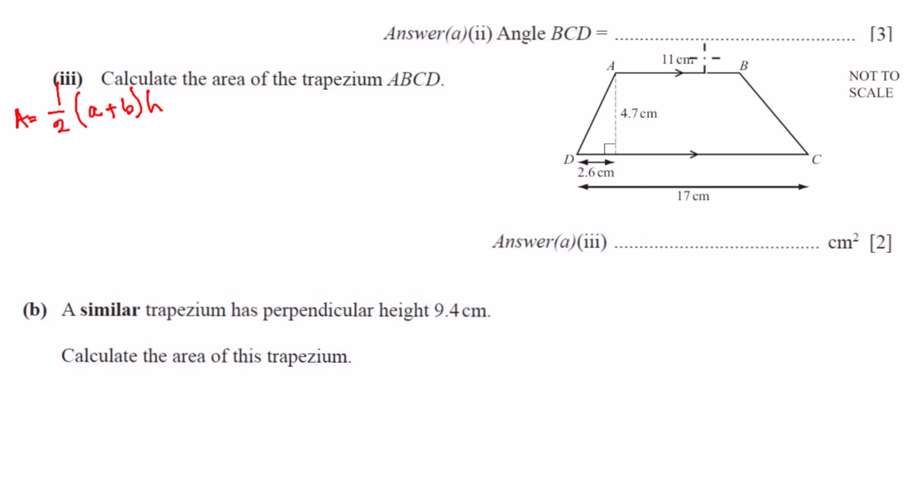So the first parallel side is 11 and the second one is 17, and we know that the height is 4.7. So this is a super easy sub question and it is 2 marks. So just go ahead and substitute. So you have 1 over 2 into 11 plus 17, then times 4.7. So this is 1 over 2 into 28 into 4.7. I know this is 14. So 4.7 times 14.